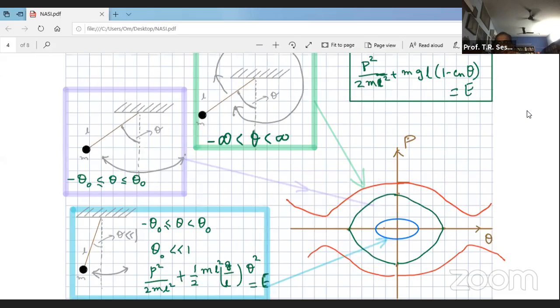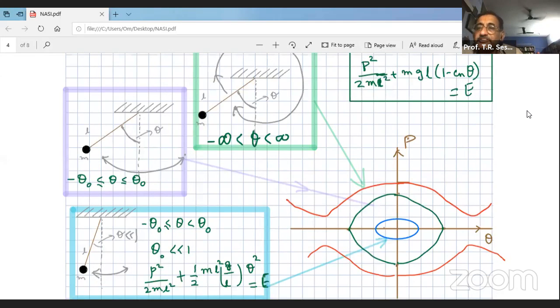Because of the smallness of theta naught, the leading non-zero order is the theta square. If I neglect theta square, then there is only 0 left. So if I want to take the leading order term which is non-zero, it is only theta square, and I write p square by 2 ml square plus half whatever theta square equal to e.